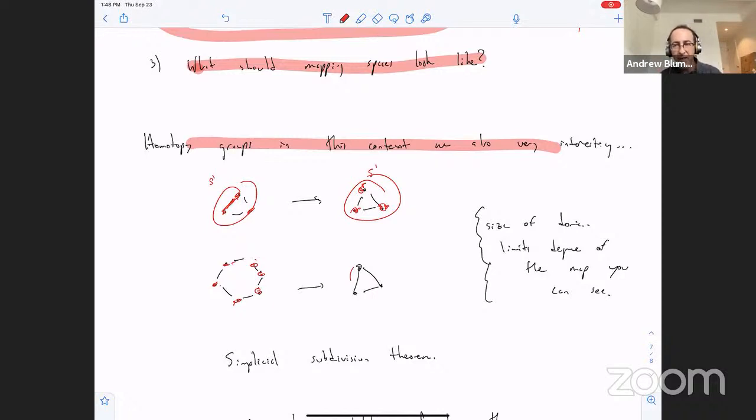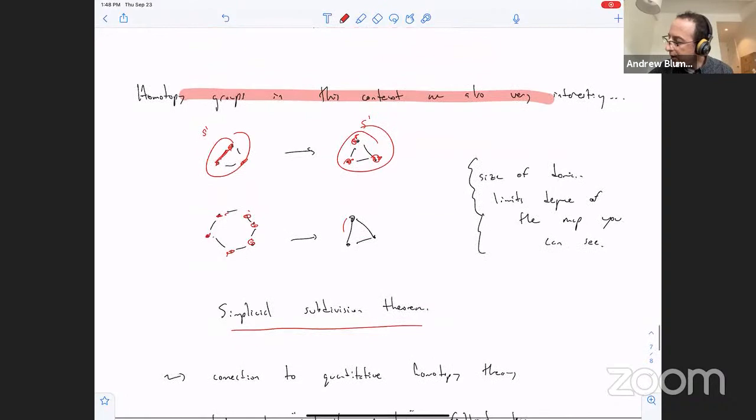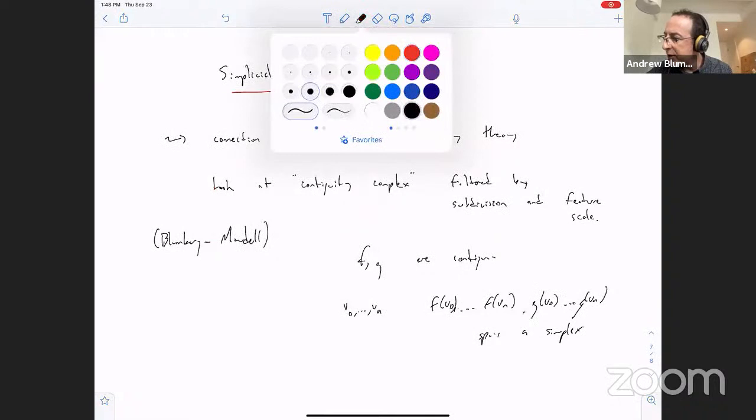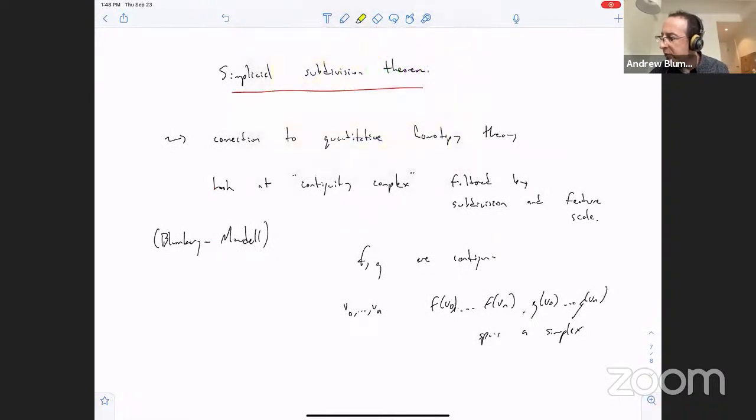The finer I subdivide that, the more pieces I put into it, the more I can see in terms of the mapping space. This is a manifestation of what's called the simplicial subdivision theorem, which says that you need to take smaller and smaller triangles in the domain to capture all homotopy classes. This gives an interesting connection to what's called quantitative homotopy theory. What quantitative homotopy theory is about is, can you keep track of the length of homotopies when you do stuff? Can you filter homotopy groups by some sort of Lipschitz condition?